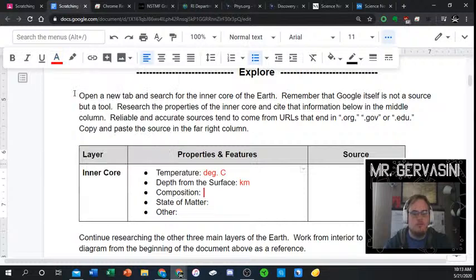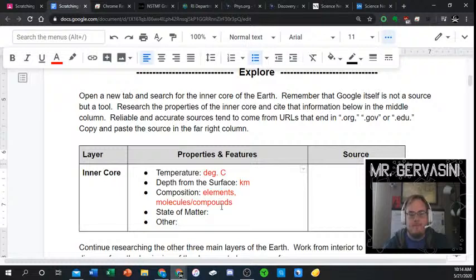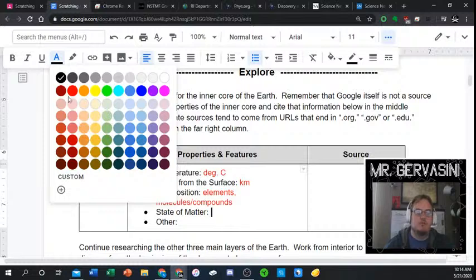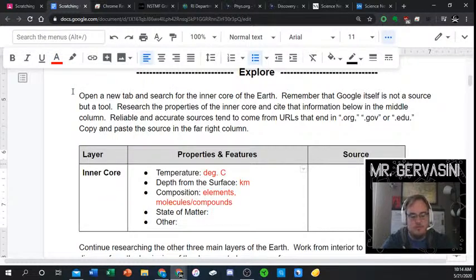Composition. I want to know elements, molecules, compounds. It's easy for the inner core, so don't get scared. State of matter, so we're looking at solid, liquid, or gas. Which one is it?